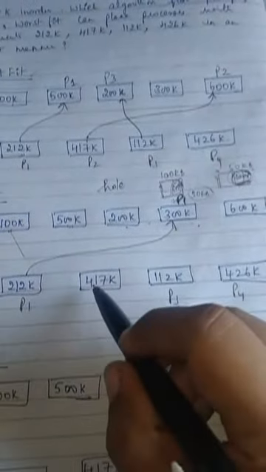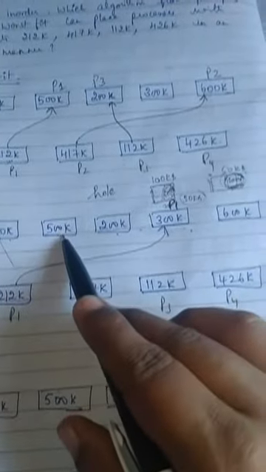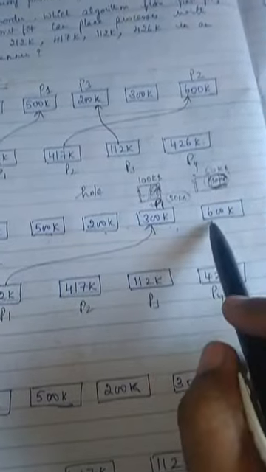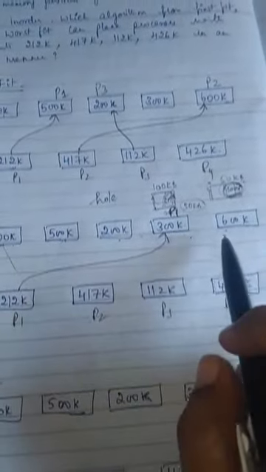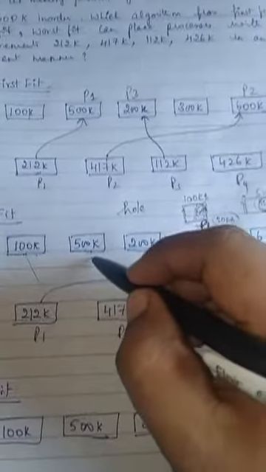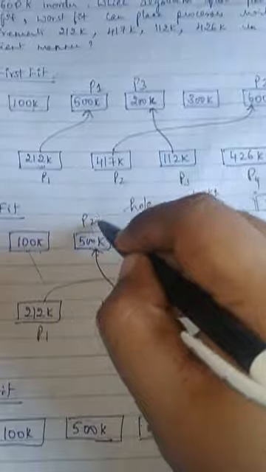Next P2, 417. 417 you cannot place here, you can place here. Here you can't, here you can't, here you can place either in 500 or in 600. But if you keep it in 500, the remaining or unused space will be less. So you're going to place here.